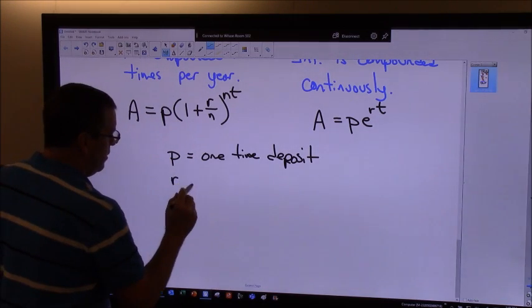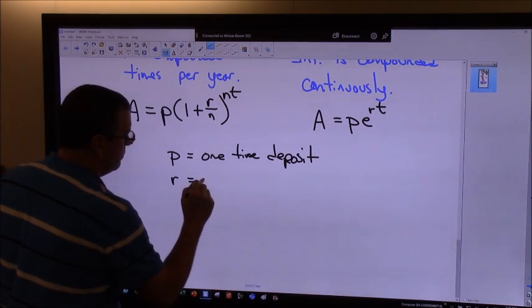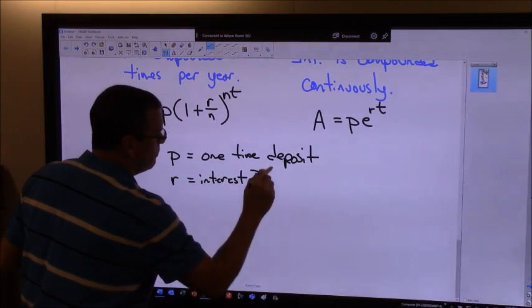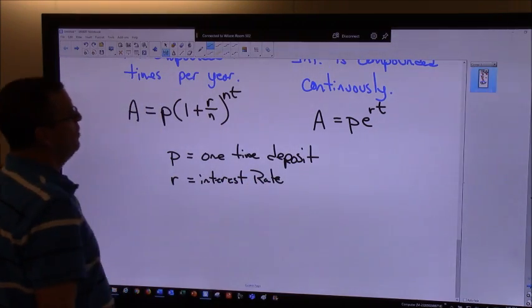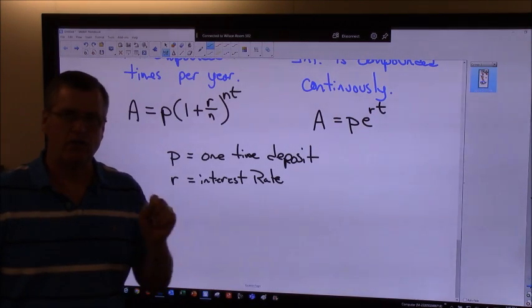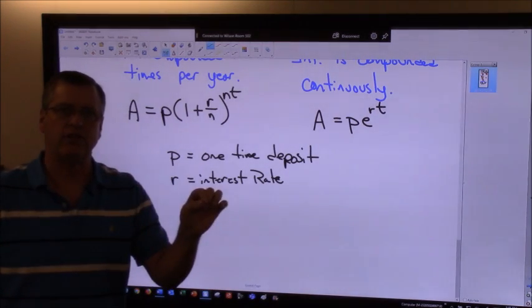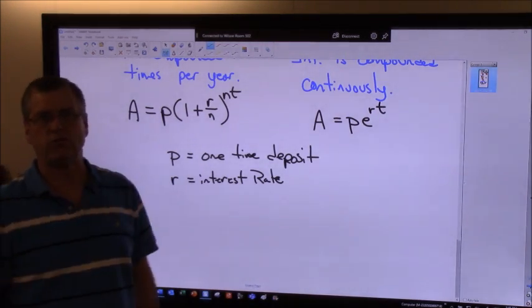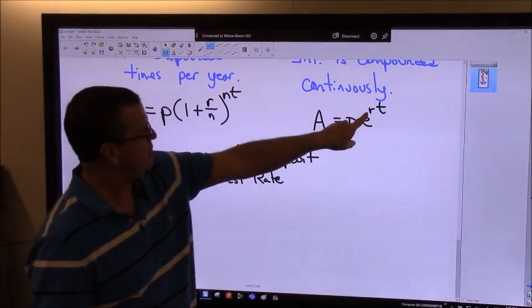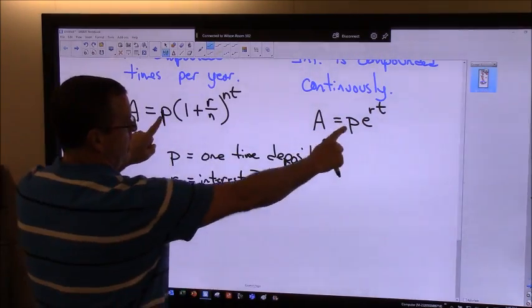R is the interest rate. So if the interest rate is 7%, that means R equals 0.07. You got to take that percentage and convert it to a decimal number. Okay? So this R right here is the same as that R right here. These P values are the same thing.